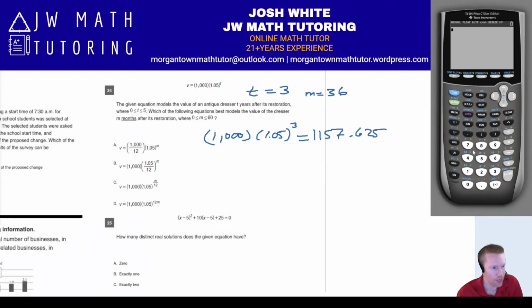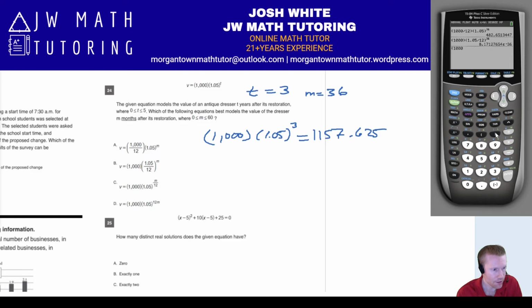So for answer choice A, I'm going to have 1,000 divided by 12, and then times 1.05 to the 36th power. Clearly not 1157.625, so that's wrong. Now if we check answer choice B, we would have 1,000 times 1.05 divided by 12, again raised to the 36th power. Some fantastically small number, not the right answer. Answer choice C, you'll see, will be correct.